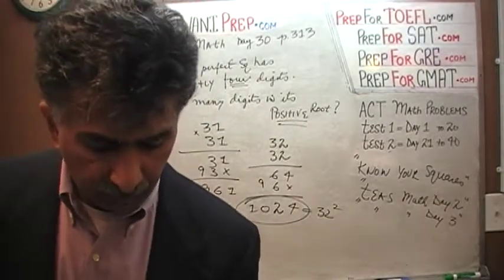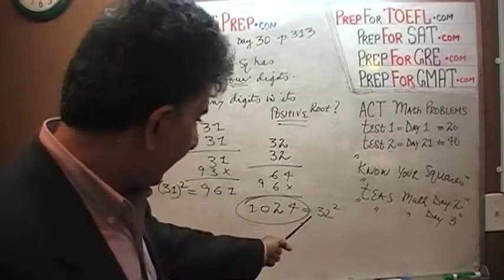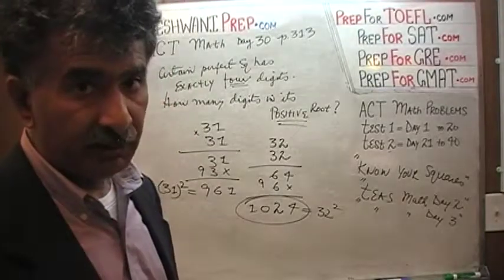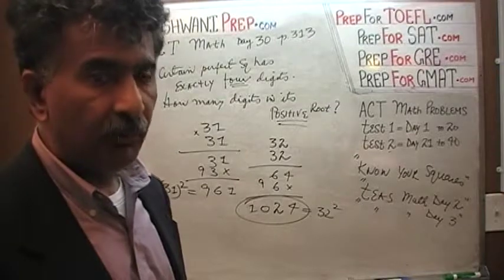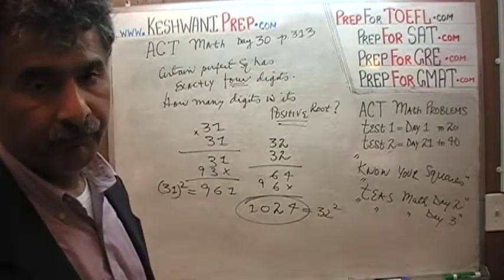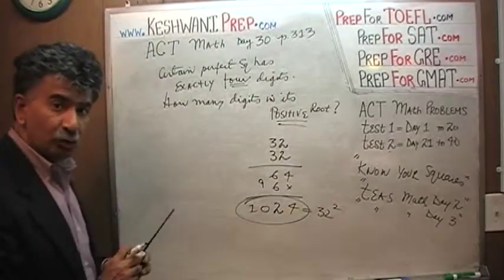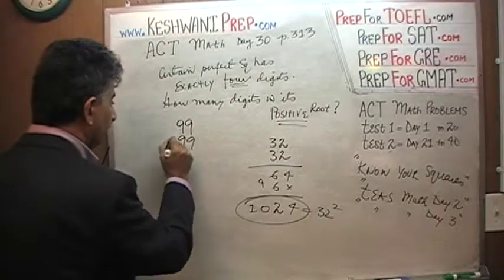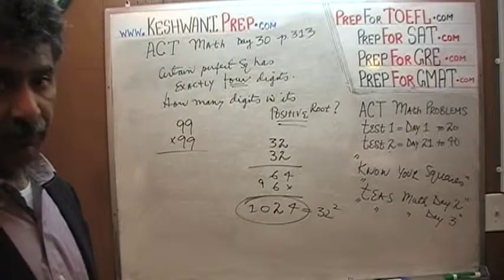Question is, what's the largest one? Is this the largest one? Is this the only answer? I'm curious. What's the largest 2-digit number that you can think of whose perfect square is going to be a 4-digit number? Well, the largest 2-digit number that I can think of is 99. Let's find out what 99 times 99 is. Shall we? Do you know what 100 times 100 is?